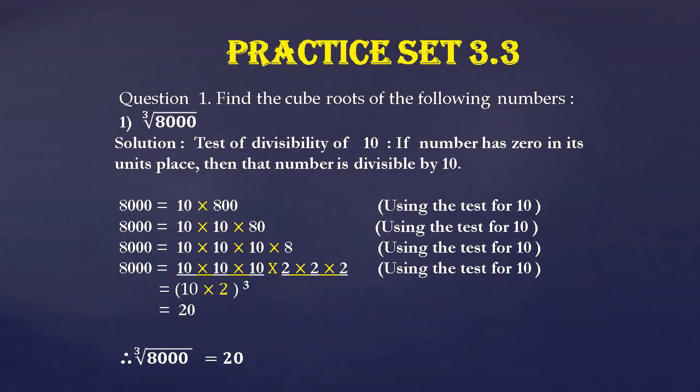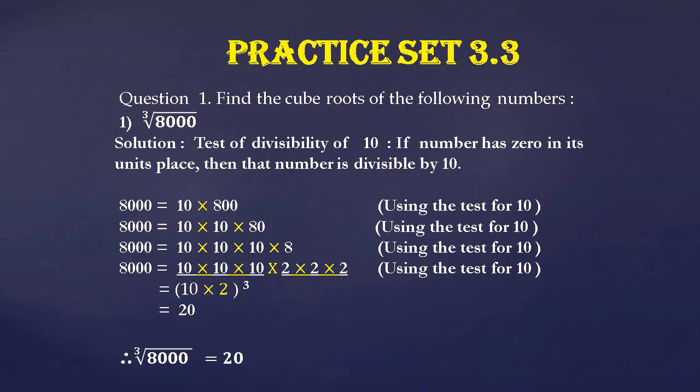Let us solve practice set 3.3. Question number 1. Find the cube root of the following numbers. First question. Find the cube root of 8000. Children, in the previous slide we have seen how to find the cube root of a perfect cube. So in this slide we are going to solve this sum from the practice set by using the test of divisibility of 10. The test of divisibility of 10 states that if a number has 0 in its units place, then that number is divisible by 10.